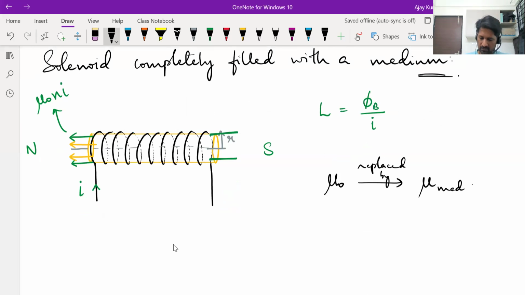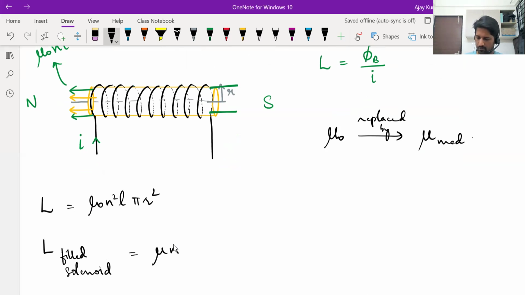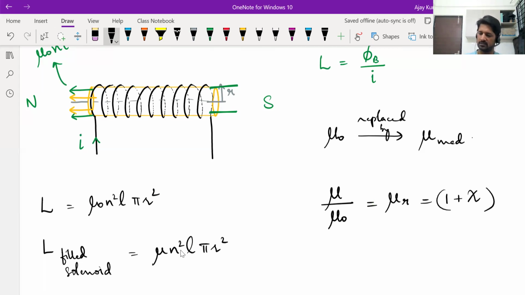So we saw that the self-inductance of a solenoid is mu naught N square L pi R square. If it is filled with some other material, then it becomes mu N square L pi R square, where mu is the permeability of that medium. And there are other ways to write it. Permeability of a medium divided by that of vacuum is what you call relative permeability. And relative permeability in magnetism is 1 plus X, where X is susceptibility. All this we had discussed in the last chapter.